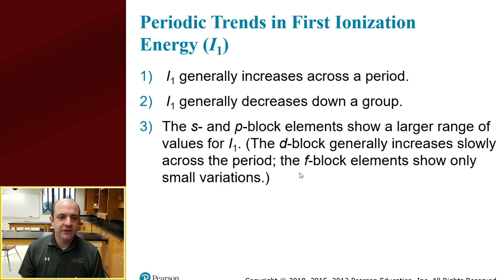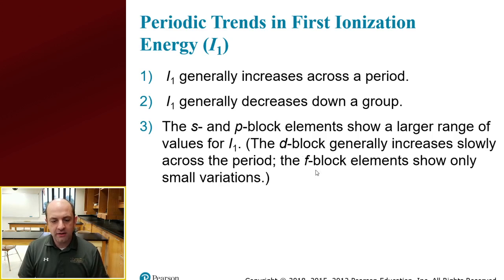So general trends for ionization energy, specifically for the first, it increases across a period, because again, Z effective is increasing. It decreases down a group, because as you go down the group, those electrons are in orbitals that are further away from the nucleus. They're higher energy, so it's easier to remove them. And if we look at S and P block elements, we'll see a bigger range there.